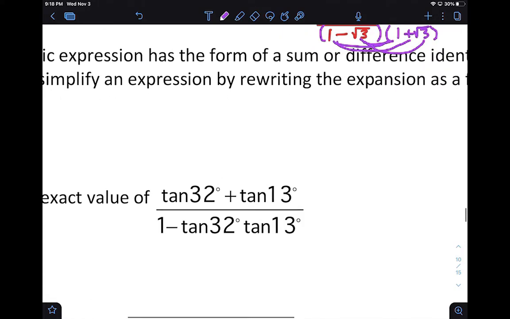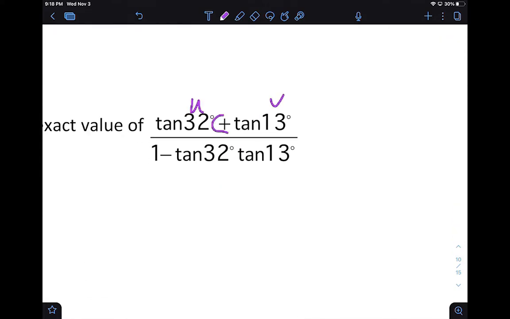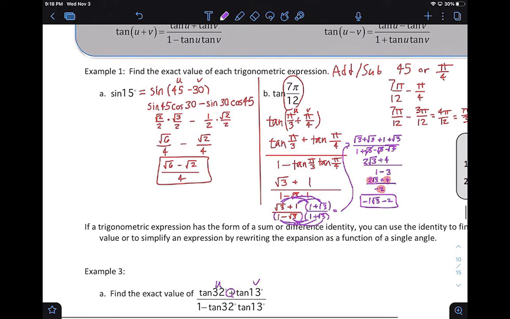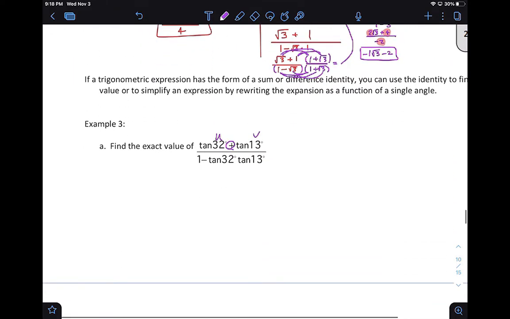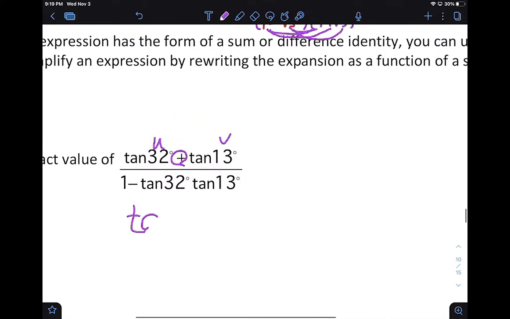So, it's kind of like your u and your v here. And it looks like it's being added right there. So if I go and look backwards here, the one that's got tangent in the top and it's got added is this one right here. So we just need to rewrite this as tangent. And then this will be the same thing as tangent of 32 plus 13.